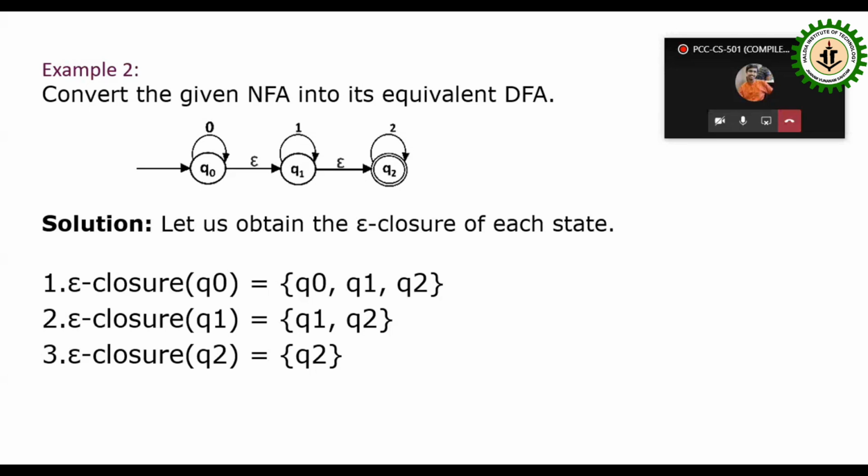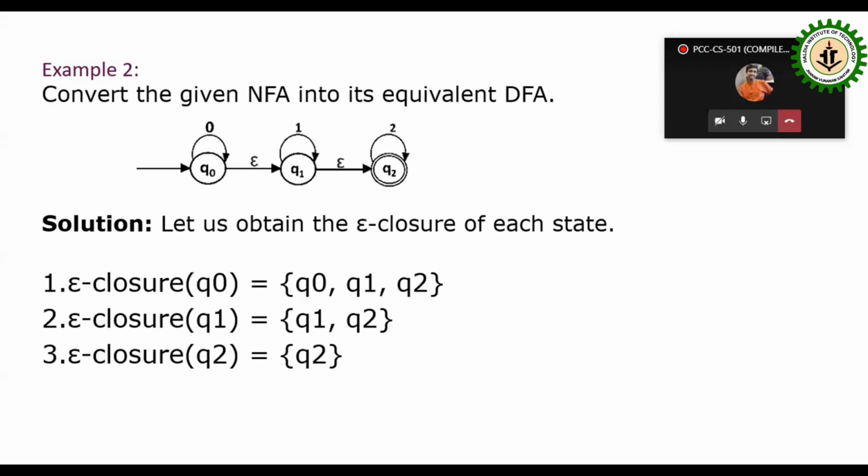From Q0 for epsilon closure, where can you reach? From Q0 we are reaching Q1, and from Q1 you are reaching Q2. So the epsilon closure of Q0 is Q0, Q1, Q2. Next, for the epsilon closure of Q1, Q1 must be there. After that, from Q1 you are reaching Q2. So the epsilon closure of Q1 equals Q1, Q2. And the epsilon closure of Q2 must be there. From Q2 for epsilon, we cannot reach anywhere. So that is Q2.